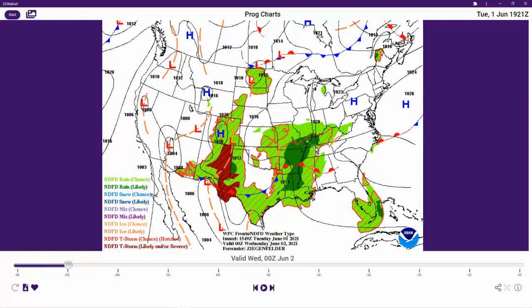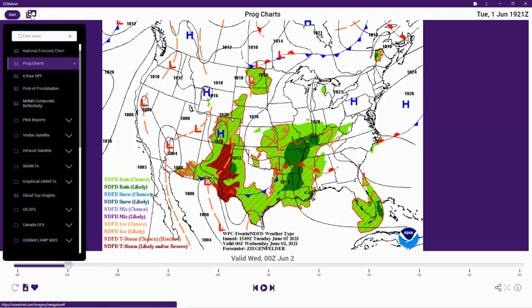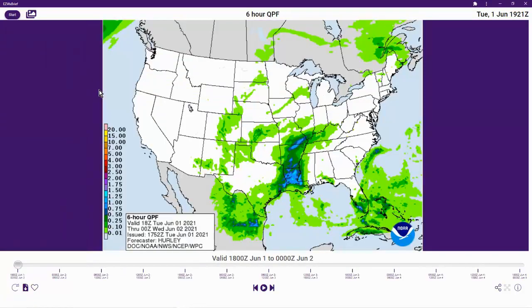Then it will not show up on this Prog chart because it's actually starting and finishing in between those two times. So I always tell my students to make sure that they look at other products, and specifically one of the products I use a lot to do this is the 6-hour QPF, which is a quantitative precipitation forecast, which in this case it's over a period of time, a range of 6 hours in this particular case.